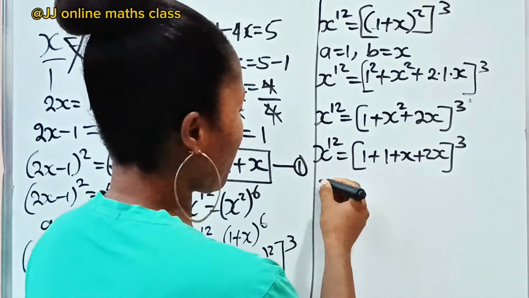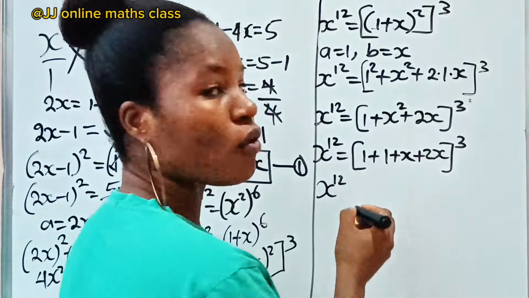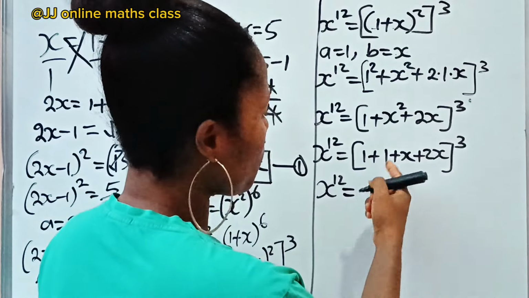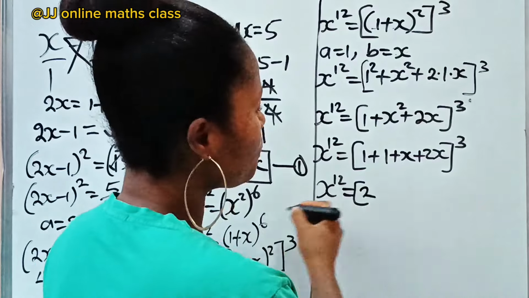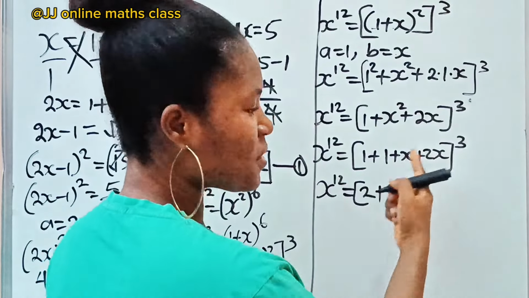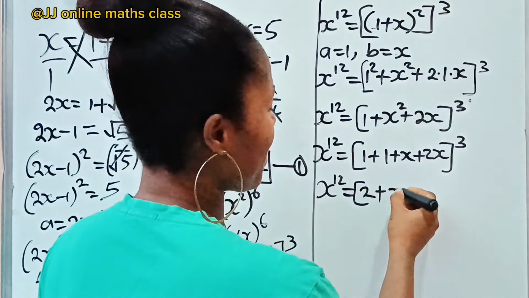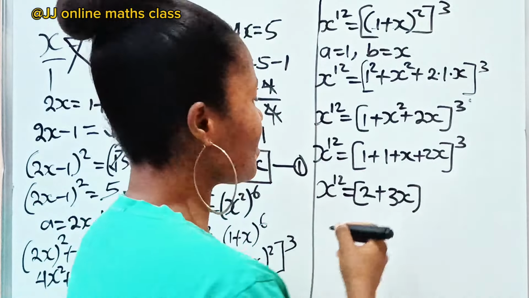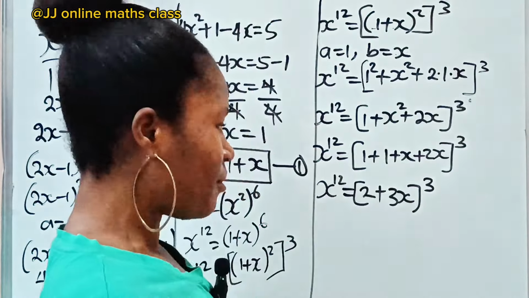So we can write that x to the power of 12 is equal to, we now have 1 plus 1 will give us 2, plus x plus 2x will give us 3x. I told people that this particular question is sweet. Yes, it is. All to the power of 3.